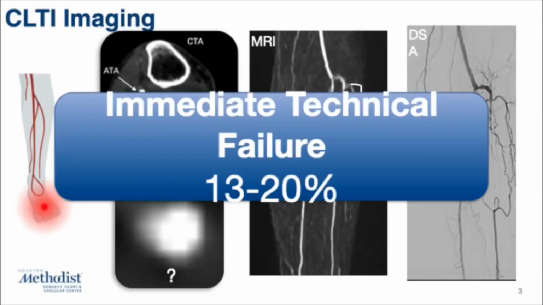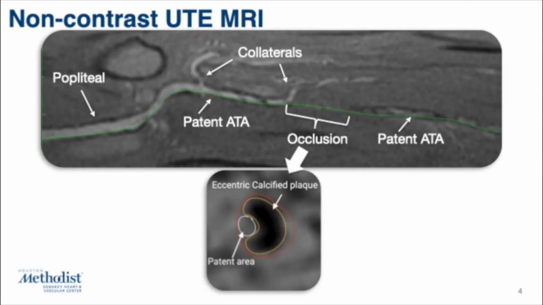But it's what makes up the occlusion when we're talking about endovascular surgery that drives immediate technical failure. And if we look at the trials, BASIL 1, BASIL 2, BEST-CLI, immediate technical failure is almost completely unchanged at 13 to 20%. That's 2 to 3 decades of randomized controlled trials. But we believe we have a solution.